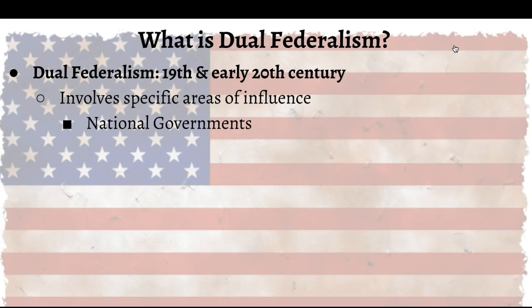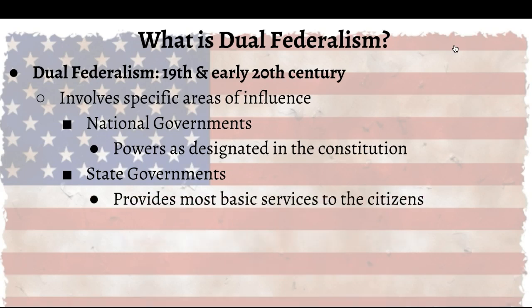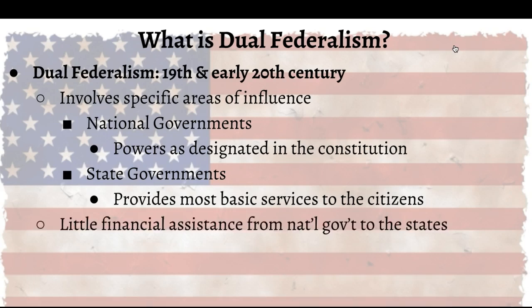At the national level, the national government's powers are going to be obviously designated by the Constitution, right? We've seen those enumerated in the Constitution when we looked at the anatomy of the Constitution. But state governments, their powers during this period of dual federalism was really to provide for the most basic services and needs of citizens, right? And so under this system, there was little financial assistance given to the states from the national government.